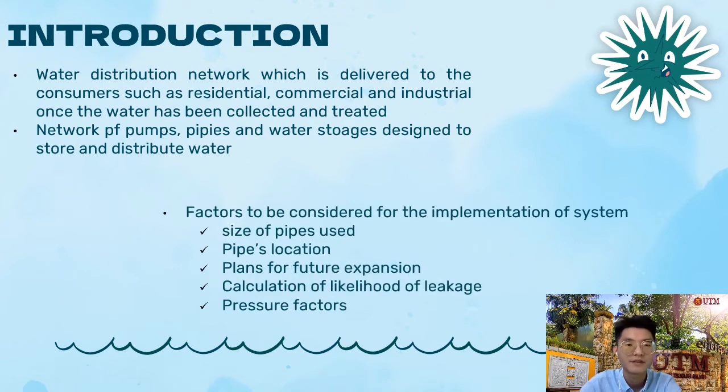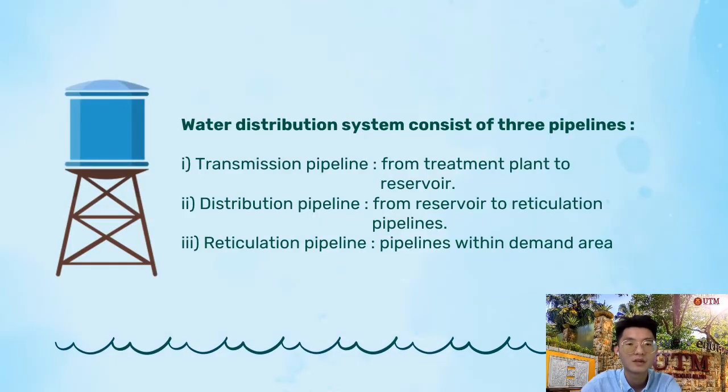There are some factors to be considered for this implementation: the size of pipes used, the pipe's location, the plans for future expansion, the calculation of likelihood of leakage, and lastly, the pressure factor. Basically, the water distribution system consists of three pipelines.